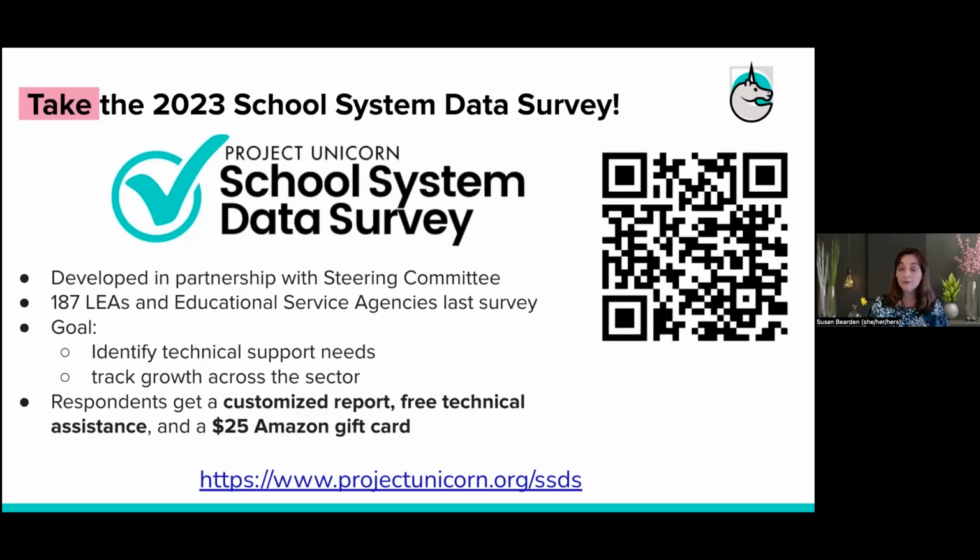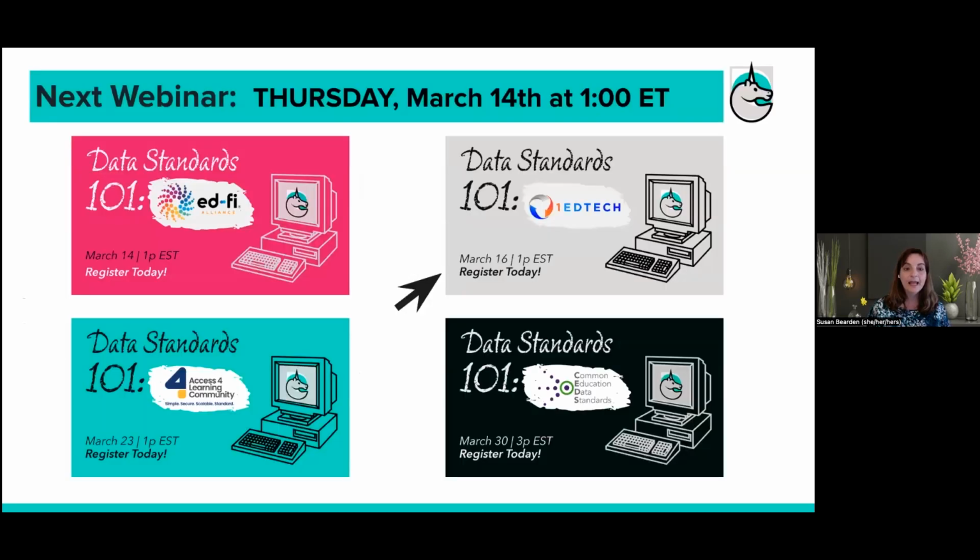And we will give you a free technical assistance call where we'll go over your report with you and help you identify resources that can help you move forward on your data journey. And then also a $25 Amazon gift card. So please be sure to take the school system data survey. It just launched. You can use the QR code on your screen or go to projectunicorn.org/SSDS.